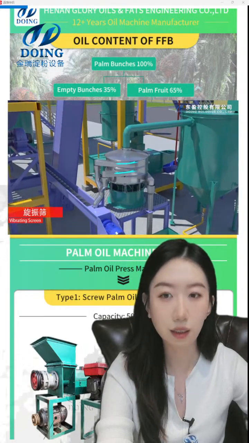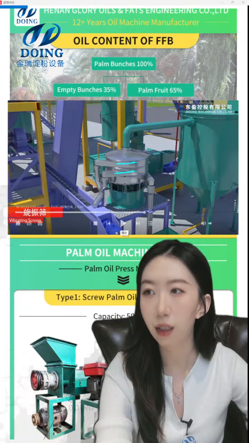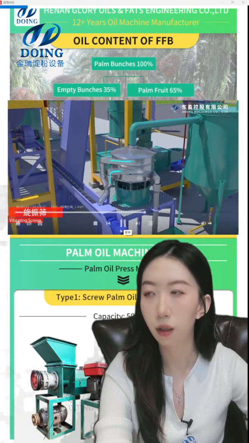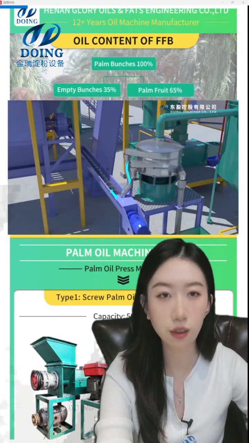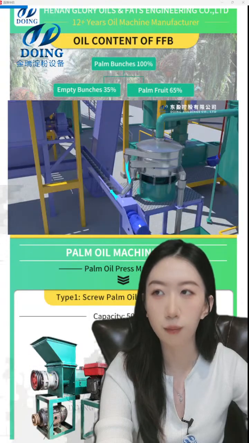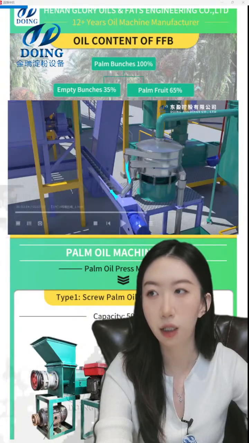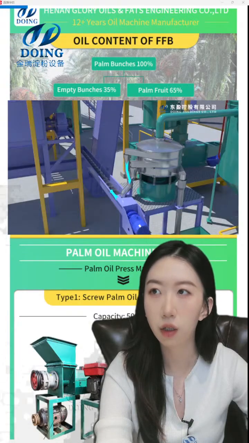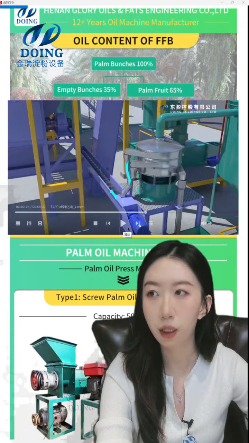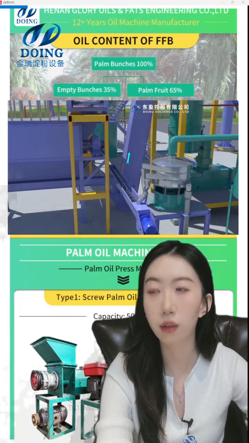The next machine is this. This is a vibrating screen that has 2 layers, and the impurities will live in the layers through twisting, and the crude oil will leak to the last layer. By twisting, the impurities will go out to the conveyor.